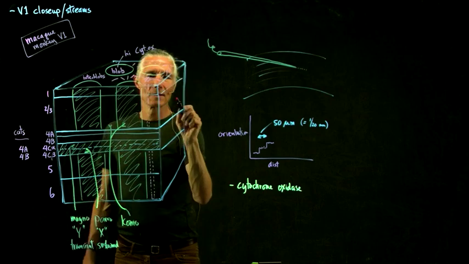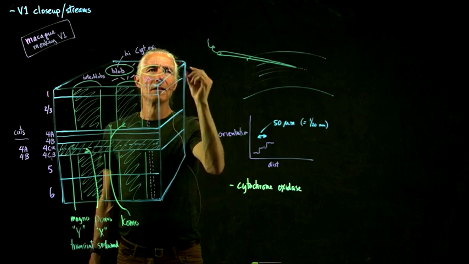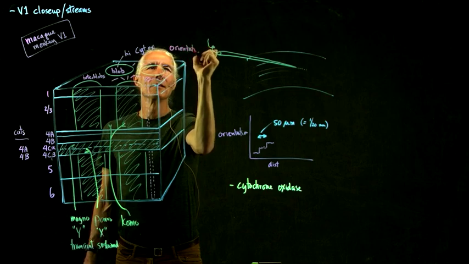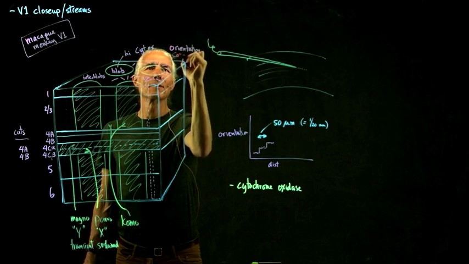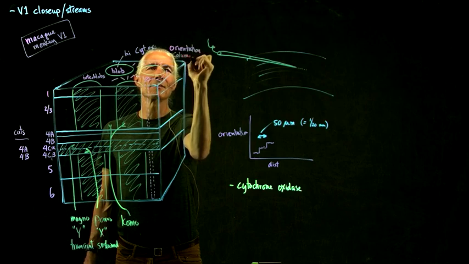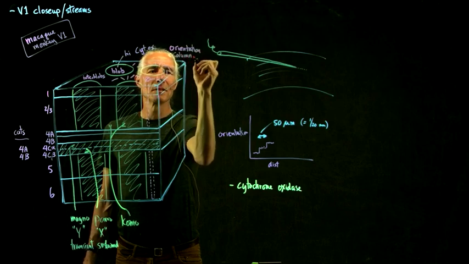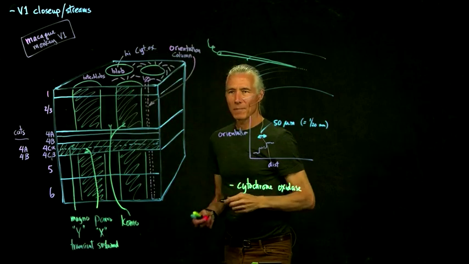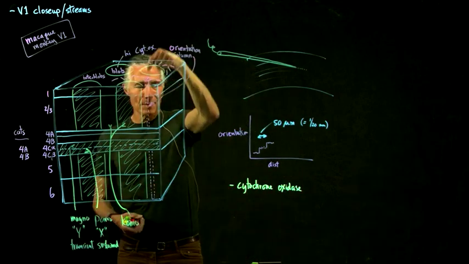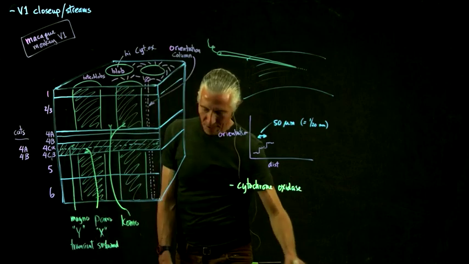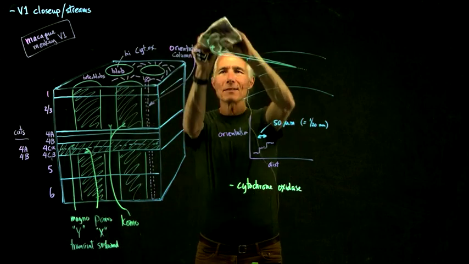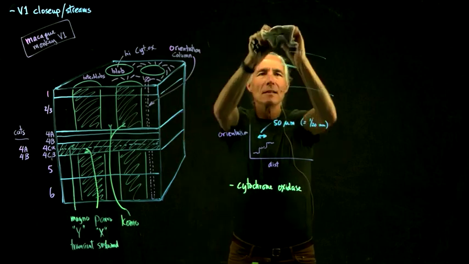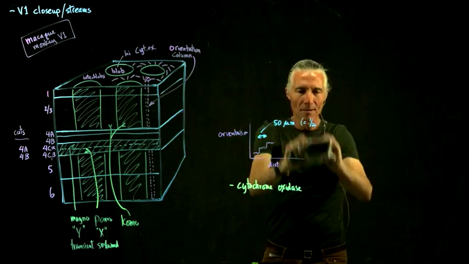So this is an orientation column. We haven't defined what orientation is versus, say, direction, but okay, there's our orientation column. So it's a little thin column that extends through the cortex. And the cells there actually are orientation selective.